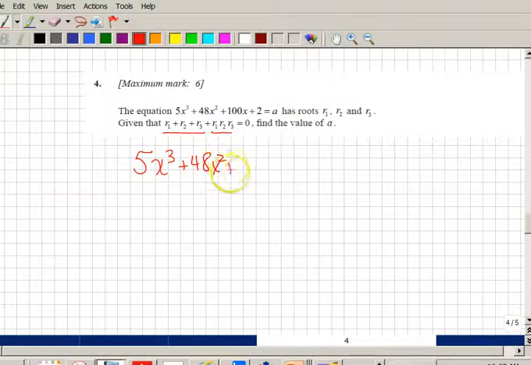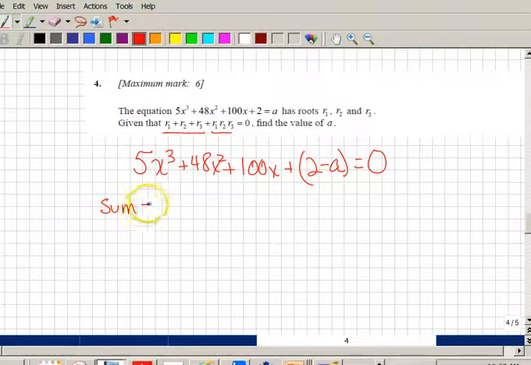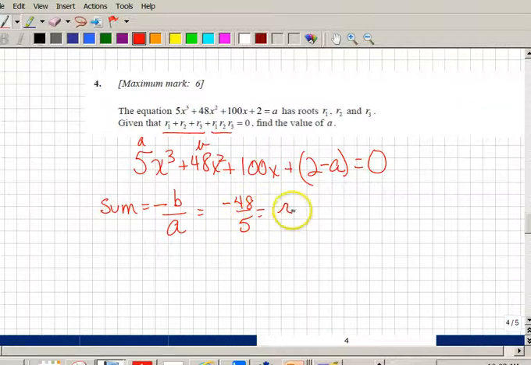I'm just going to bring that a over because it's technically part of the constant. So it's 2 minus a. That's the constant of this equation. Now, the sum of the roots, and this is always true, and you need to know this, the sum of the roots is negative b over a. Of course, a, b, c, etc. are the coefficients of the terms when they're in order. So the sum of the roots is negative 48 over 5. So in this case, that's r1 plus r2 plus r3.